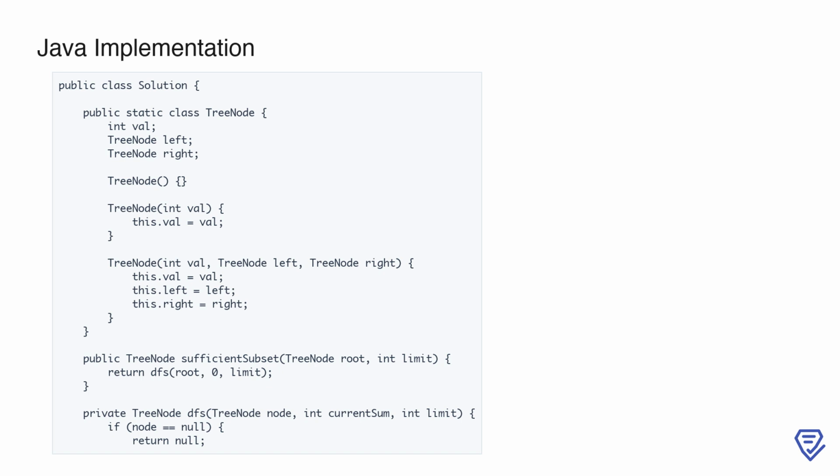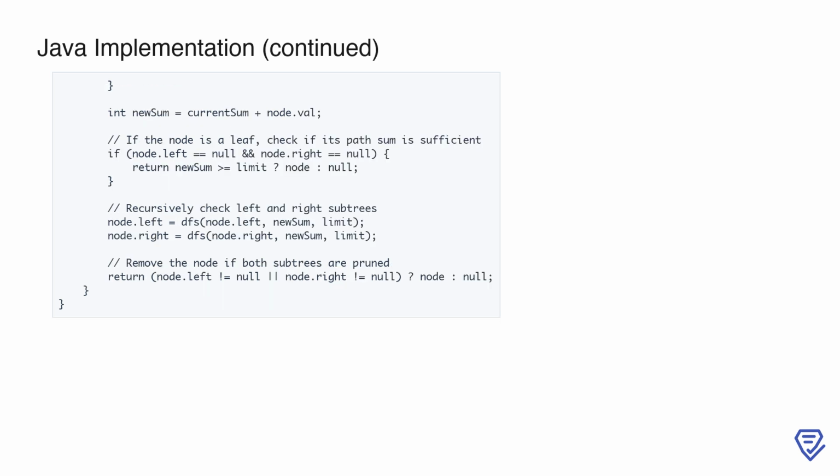It starts by checking if the current node is null, in which case it returns null, indicating that this branch has been pruned. Now, we calculate the new cumulative sum by adding the value of the current node to the existing sum. If the node is a leaf, meaning it has no left or right children, we check if the path sum meets or exceeds the given limit. If it does, the node is retained, otherwise, it's pruned by returning null. For non-leaf nodes, we recursively process the left and right subtrees, updating the references to these child nodes based on the results of the recursive calls.